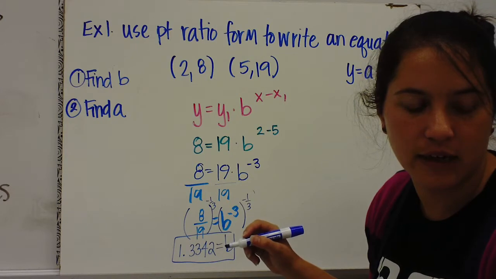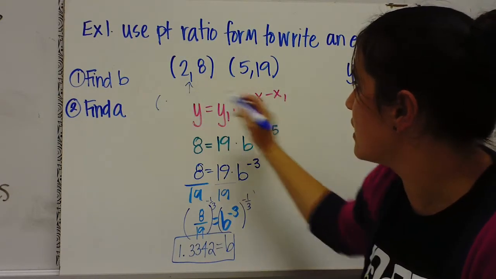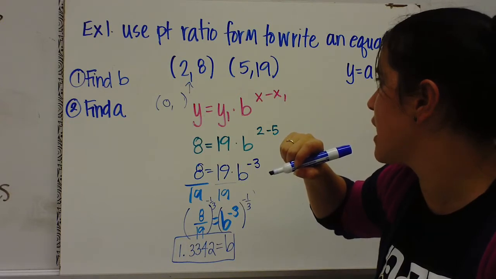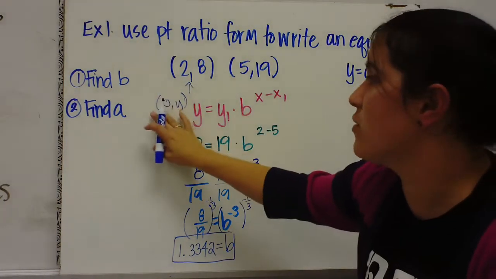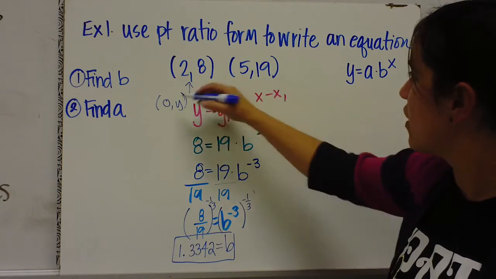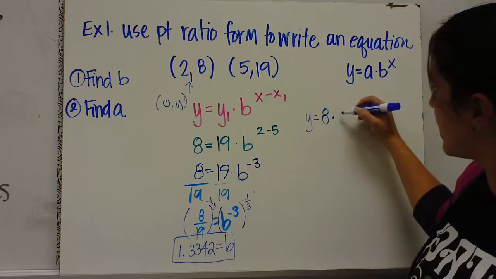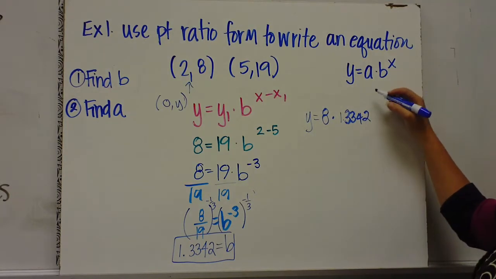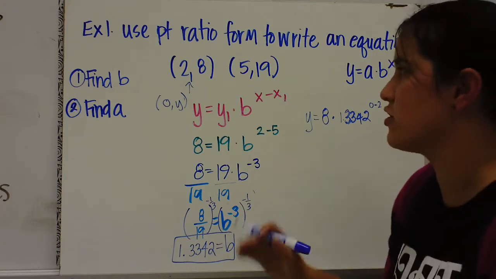So we are going to use this point, and then we're going to use x is 0, and we're looking for that value right there. When x is 0, we're looking for a, that's y. We are going to use y equals y1, let's just use 8, times b, we just found b, 1.3342, raised to the 0 minus 2 power.